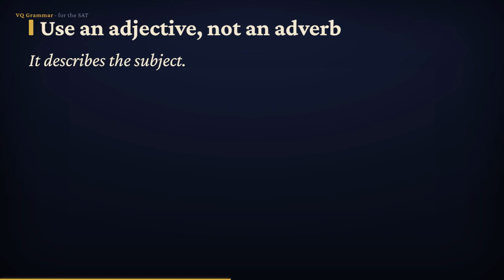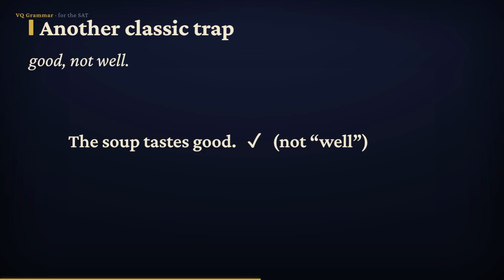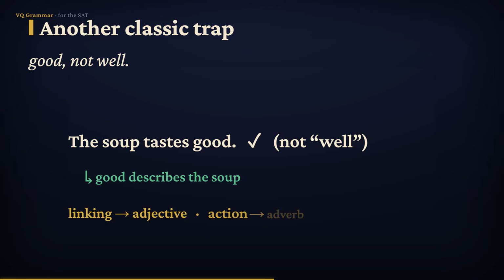Here's one big reason linking verbs matter on the test. Because a linking verb connects back to the subject, the word after it describes that subject. And you describe a noun with an adjective, never an adverb. So you say, I feel bad, not I feel badly. Bad describes you, the subject. Same idea with the soup tastes good, not tastes well, since good describes the soup. After an action verb, you'd use an adverb. She sang badly. But after a linking verb, always reach for the adjective. It's a classic SAT trap.